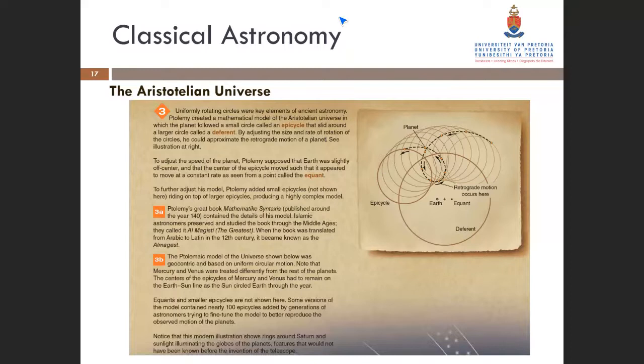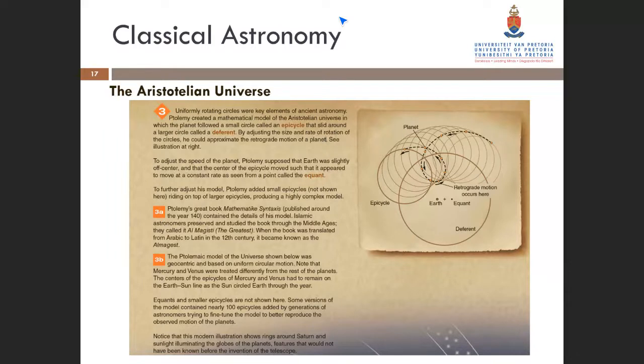So uniformly rotating circles were key elements of ancient astronomy. Ptolemy created a mathematical model of the Aristotelian universe, in which the planet followed a small circle called an epicycle that slid around a larger circle called a deferent. By adjusting the size and rate of rotation of the circles, he could approximate the retrograde motions of a planet. You can see it in the illustration on the right.